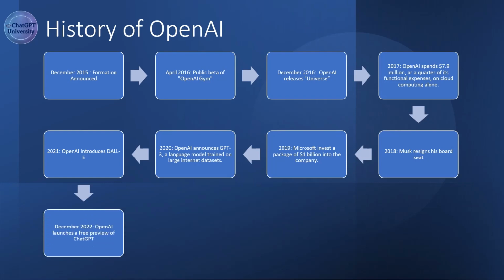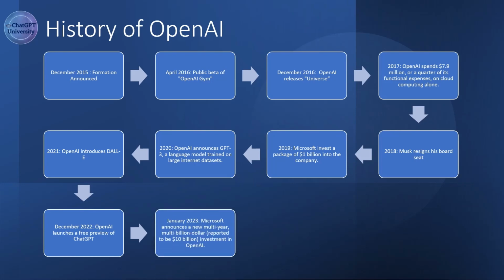December 2022, OpenAI launches a free preview of ChatGPT, its new AI chatbot based on GPT 3.5. The preview receives over 1 million signups within the first 5 days. OpenAI projects $200 million revenue in 2023 and $1 billion revenue in 2024. January 2023, OpenAI was in talks for funding that would value the company at $29 billion.